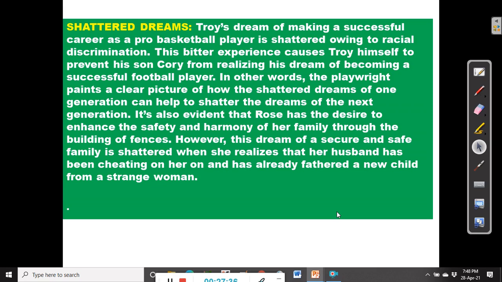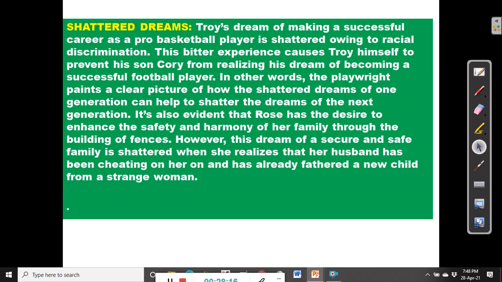All right, so now the next theme, which is one of the major themes, is shattered dreams. Troy's dream of making a successful career as a pro basketball player is shattered owing to racial discrimination. This bitter experience causes Troy himself to prevent his son Corey from realizing his dream of becoming a successful football player. In other words, the playwright paints a clear picture of how the shattered dreams of one generation can help to shatter the dreams of the next generation.